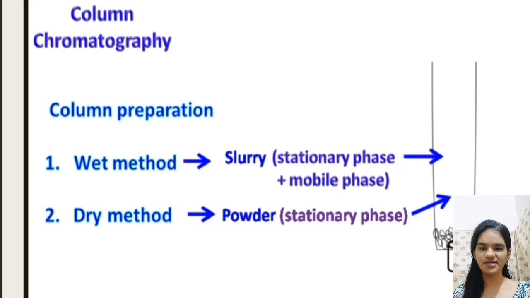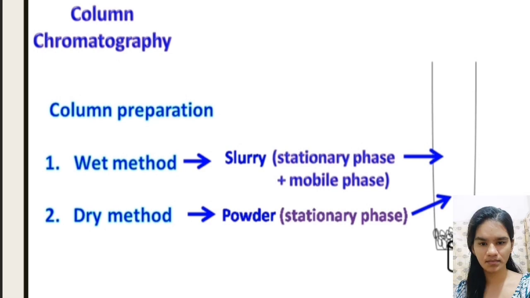Column chromatography is mainly carried out by two methods. One is the wet method and the other one is the dry method. In the wet method, a slurry, which is a mixture of both the stationary phase and the mobile phase, is used, and care must be taken to avoid bubbles while packing with the stationary phase.